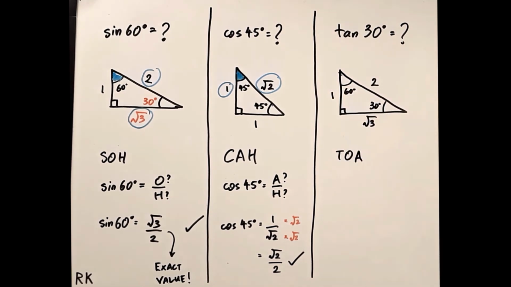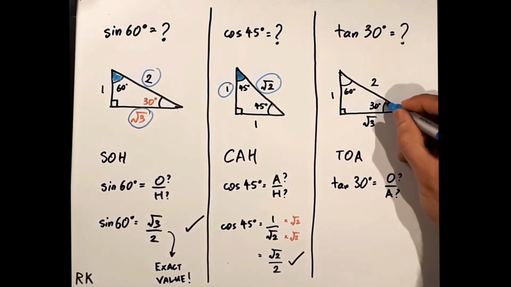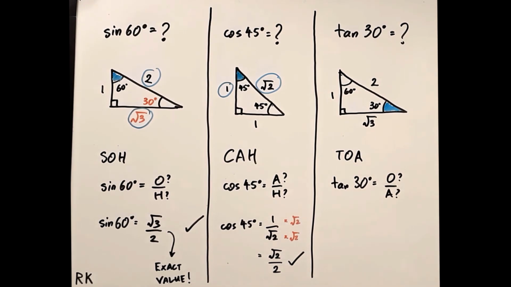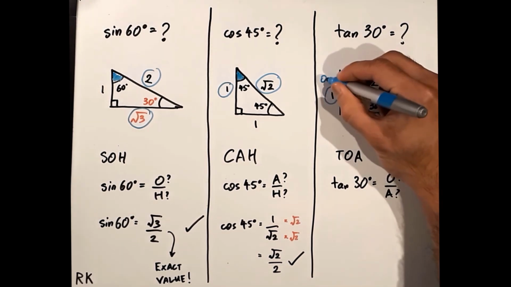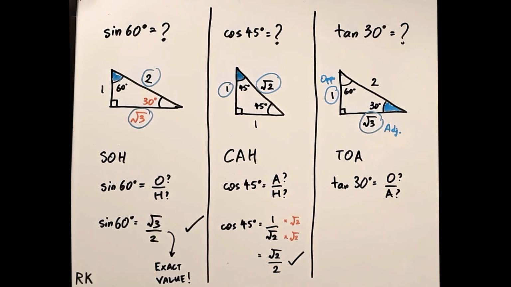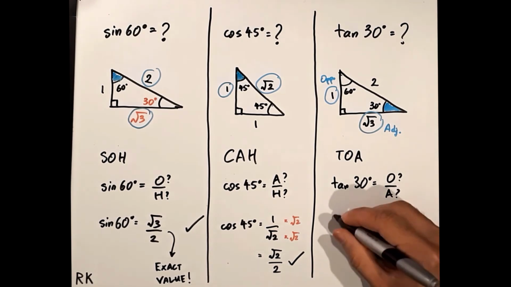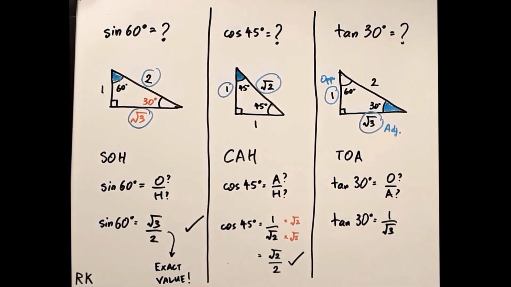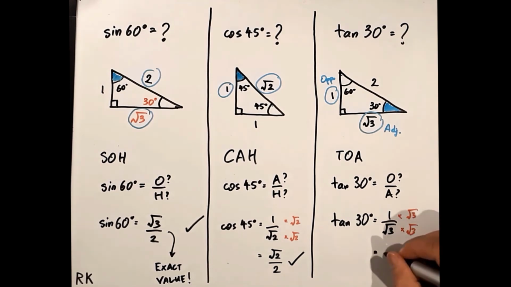So it's the same deal with this problem at this point. Just pick out your 30-degree corner, mark out its opposite and adjacent to match TOA, and write in the numbers. So tangent 30 will equal 1 on root 3, or root 3 on 3, if we're rationalizing the denominator. And there you have it.